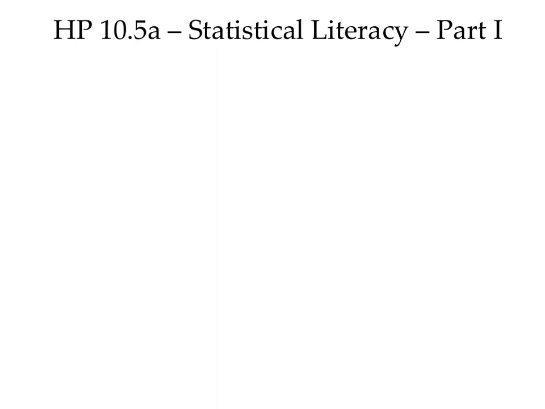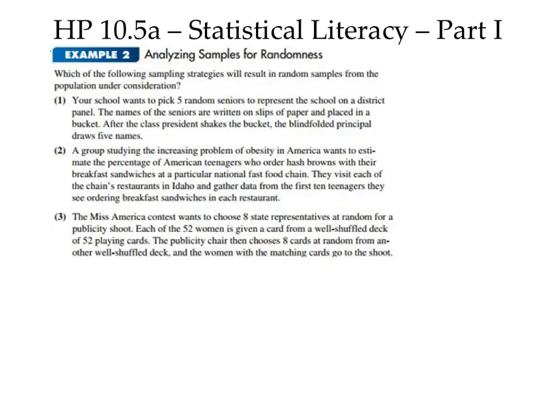So let's take a look at some examples and think how random they are. Which of the following sampling strategies would result in random samples from the population under consideration? Number 1, your school wants to pick 5 random seniors to represent the school on a district panel. The names of the seniors are written on slips of paper and placed in a bucket. After the class president shakes the bucket, the blindfolded principal draws 5 names.